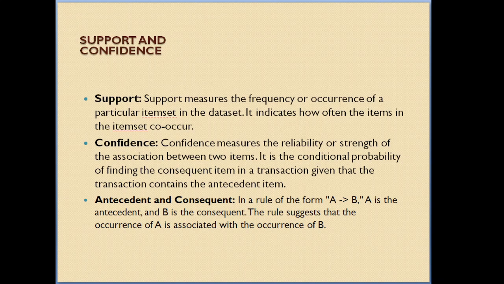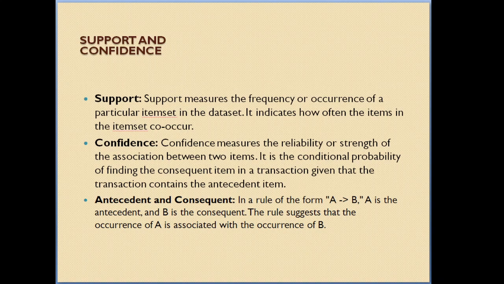In a rule of the form A implies B, A is the antecedent and B is the consequent. The rule suggests that if there is an occurrence of A, it is associated with the occurrence of B. So if we take the occurrence of bread, it is associated with the occurrence of butter. If we buy bread, then it is highly likely we would go with butter too.